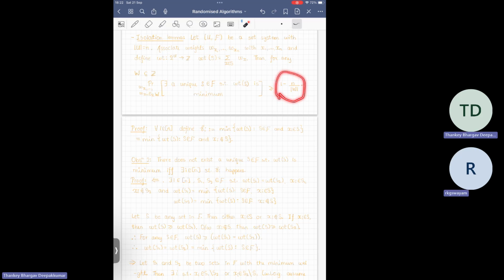So the interesting thing about the isolation lemma is that it shows you that this quantity does not depend on the number of subsets. Yes, completely independent of the number of subsets. Let's see why this is important. Let's look at the perfect matching thing, right? How many perfect matchings can a bipartite graph have?